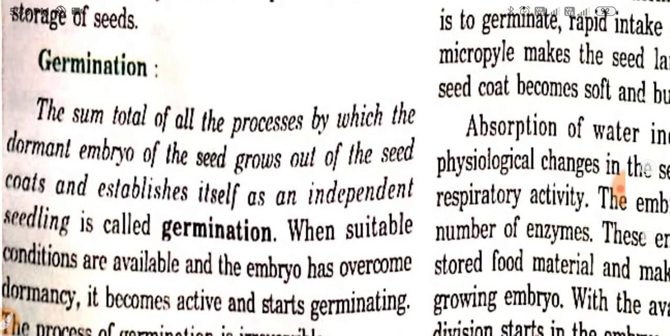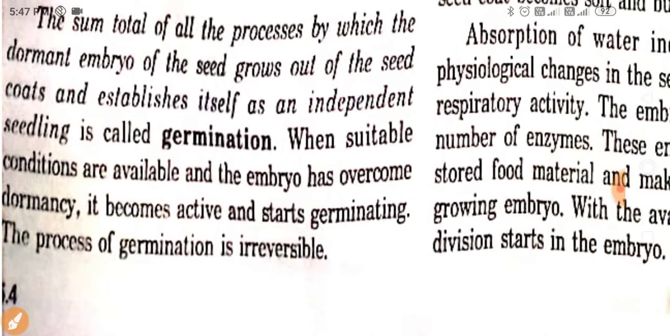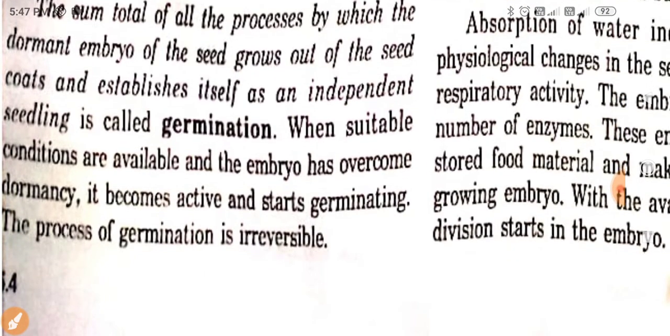The sum total of all processes by which the dormant embryo of the seed grows out of the seed coat and establishes itself as an independent seedling is called germination. When suitable conditions are available and the embryo has overcome dormancy, it becomes active and starts germinating. The process of germination is irreversible. It means once a seed has germinated, it cannot go back to its dormant stage.